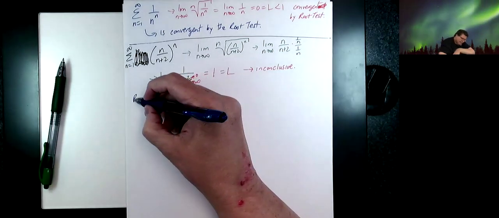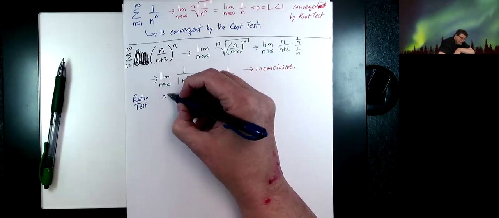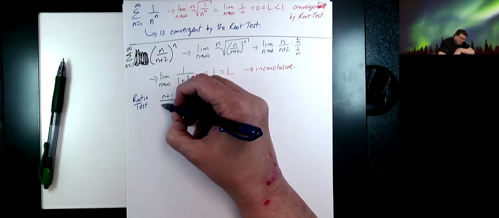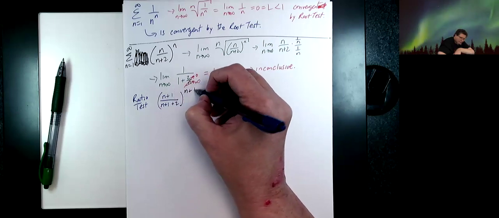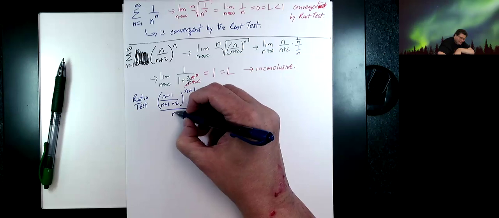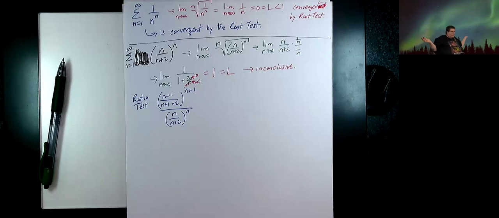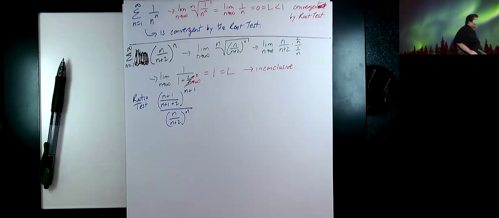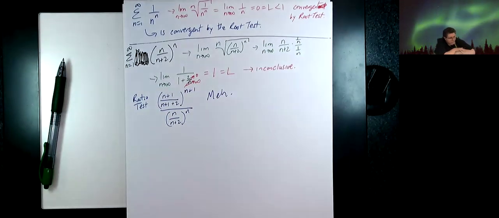If you took a peek at the ratio test, we would do n plus 1 over n plus 1 plus 2 to the n plus 1, over n over n plus 2 to the n. And I've got nothing on that. I don't even know where to go from there. Nothing's going to cancel. Nothing's nice and pretty. So this is a meh also.